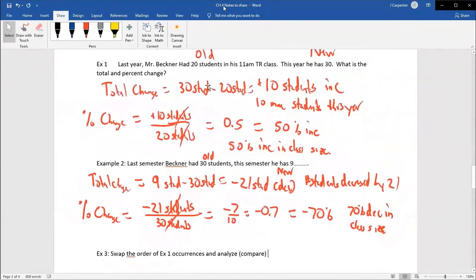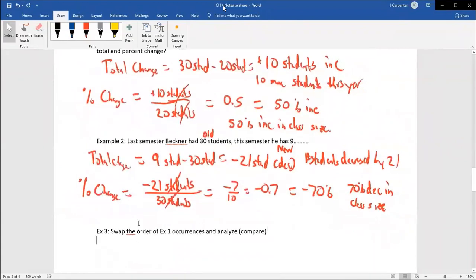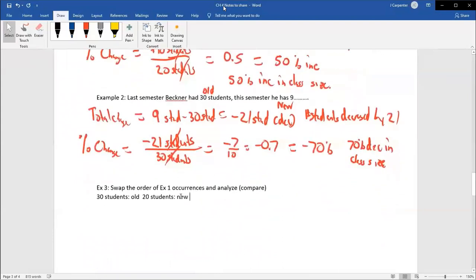of the occurrences. What I mean by that is instead of having 20 students, then 30 students, let's say I had 30 students, then 20 students. So now we're going to say 30 students is the old, and 20 students is the new. So I'm pretending like the scenario flip-flopped. I had 30 students, and then I dropped to 20 students.